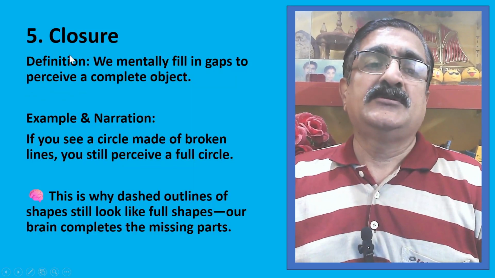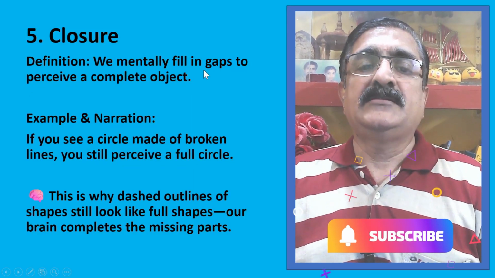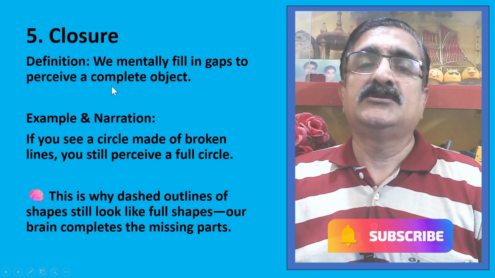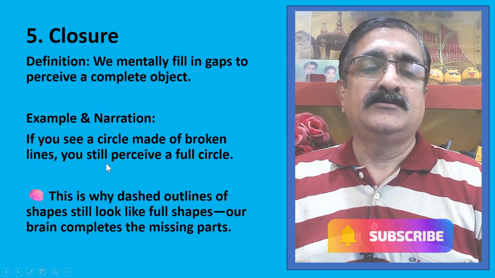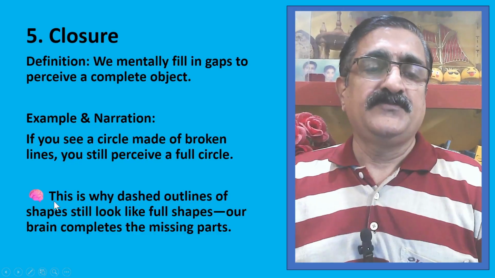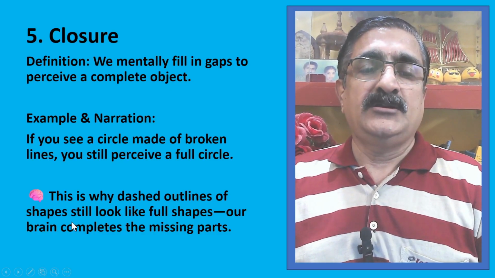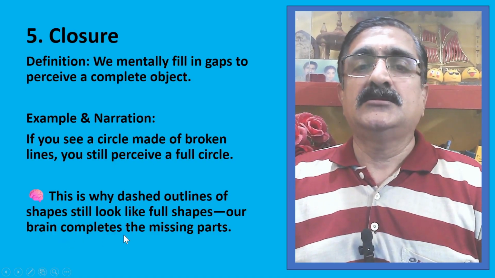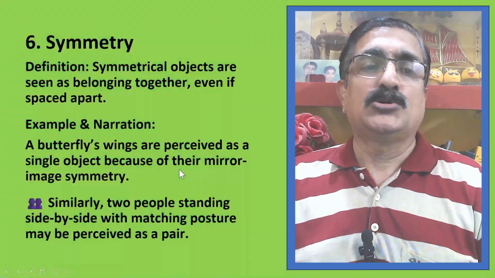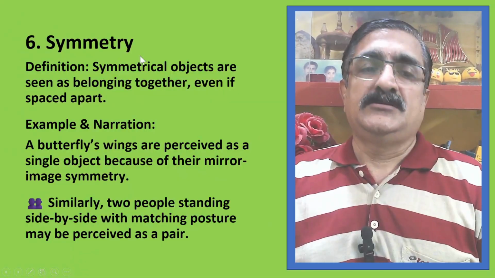The fifth principle is closure. Definition: we mentally fill in gaps to perceive a complete object. If you see a circle made of broken lines, you still perceive a full circle. This is why dashed outlines of shapes still look like full shapes. Our brain completes the missing part. That is called closure.